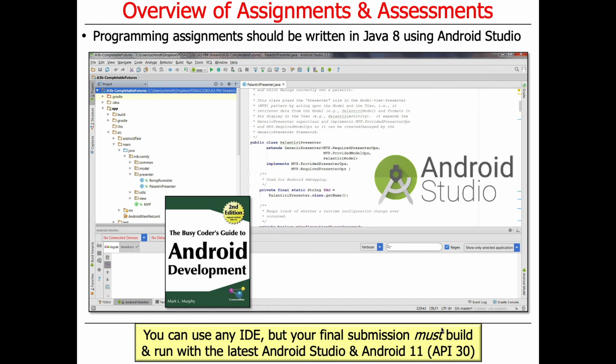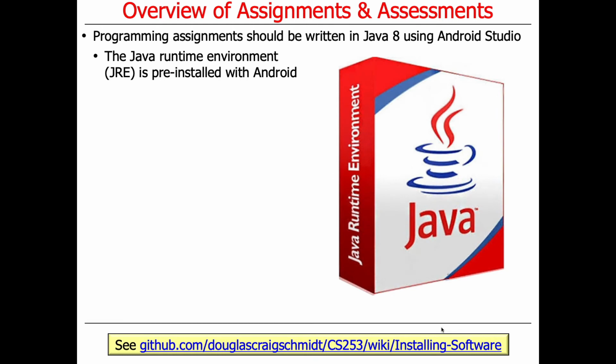Okay, so let's talk about the assignments and the assessments. The assignments should actually say modern Java, not Java 8, because we're finally able to use Java 11 on Android. It's really exciting. Actually, it doesn't make that much difference, but it's still exciting. You can use any IDE you want to develop your code, but it has to run and the tests have to pass using the latest version of Android Studio, and Android 11, which is API 30. And I'll talk more about that in a second, where to get it.